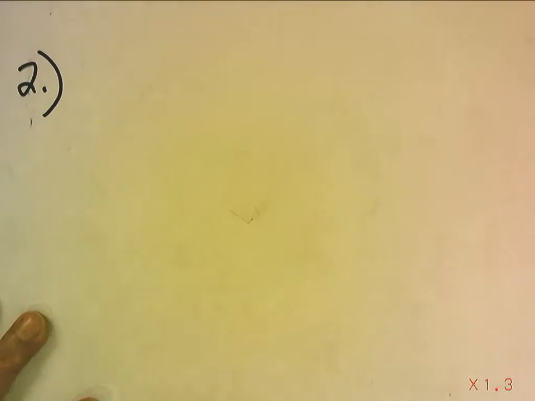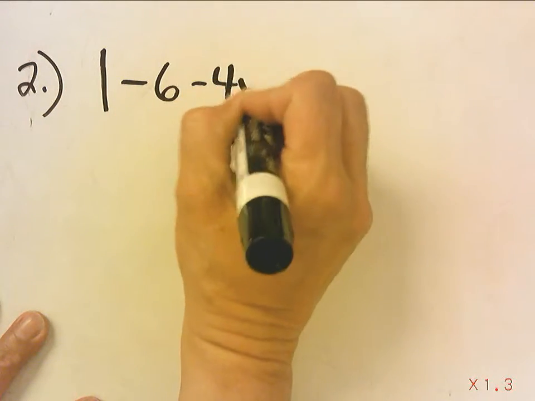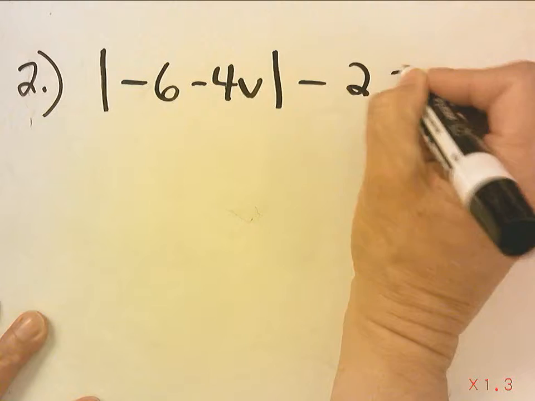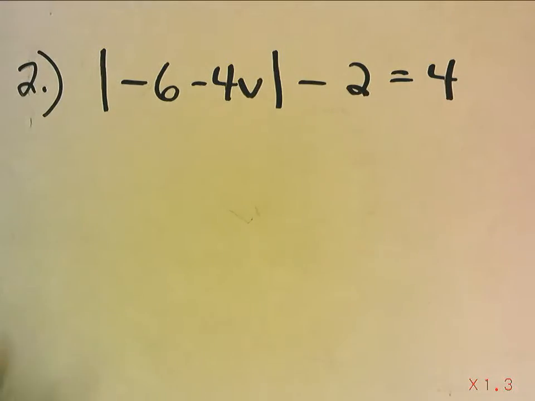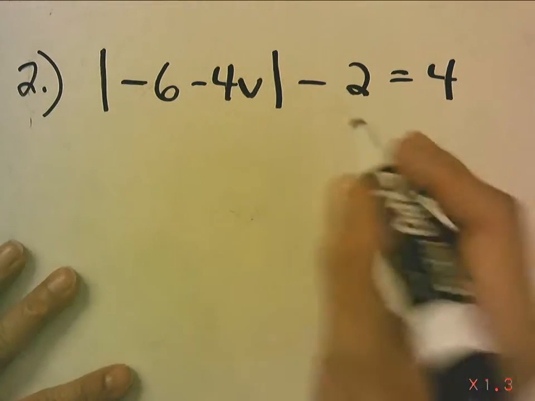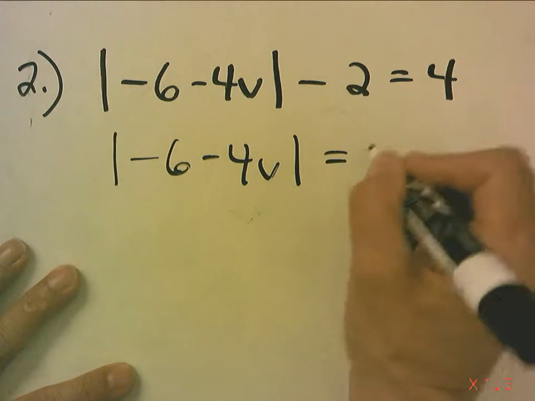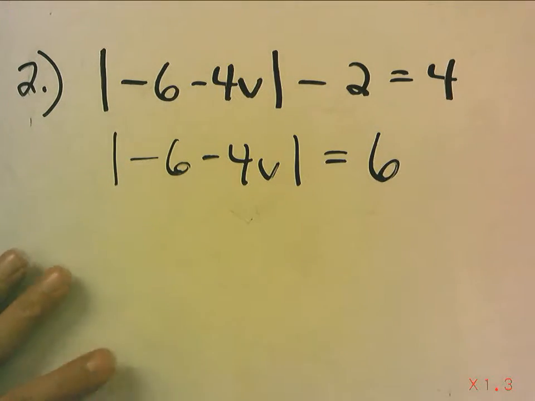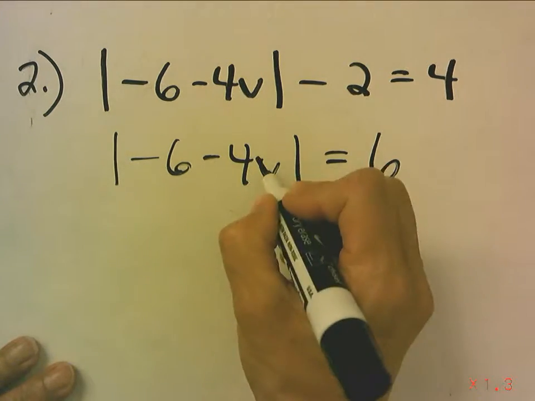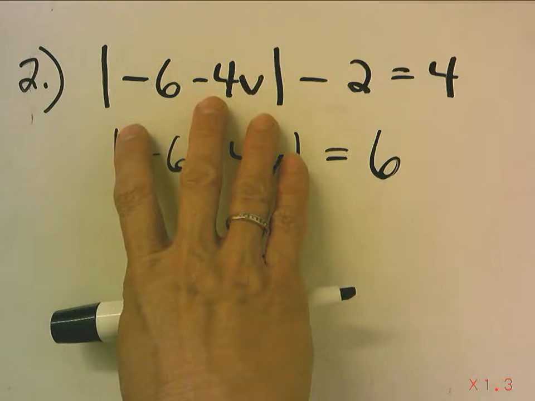Number 2 says the absolute value of -6 minus 4v minus 2 equals 4. Now, when you solve an absolute value equation, your goal is to isolate the absolute value sign. So I'm going to add 2 to both sides.